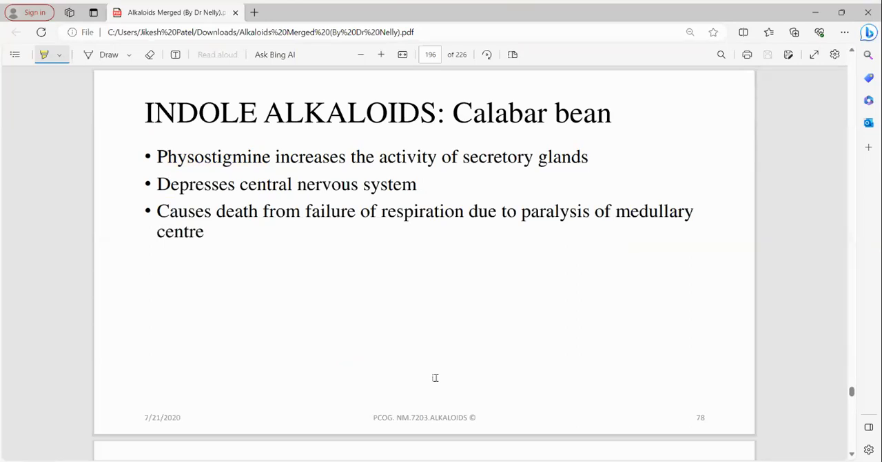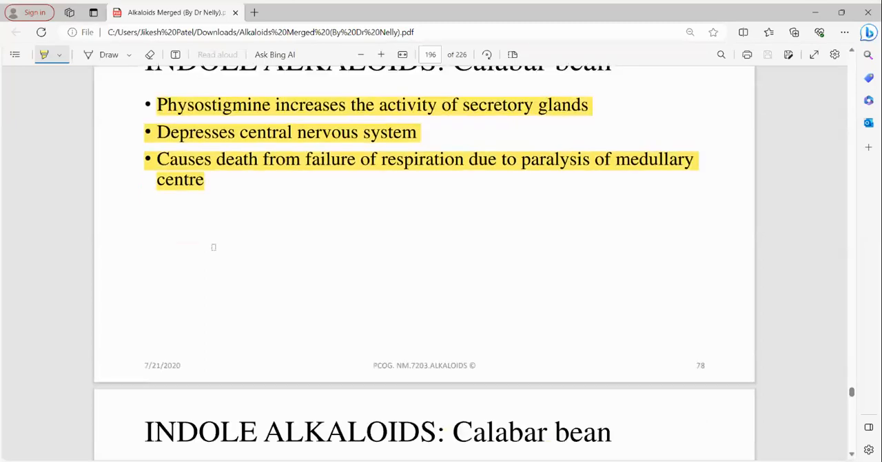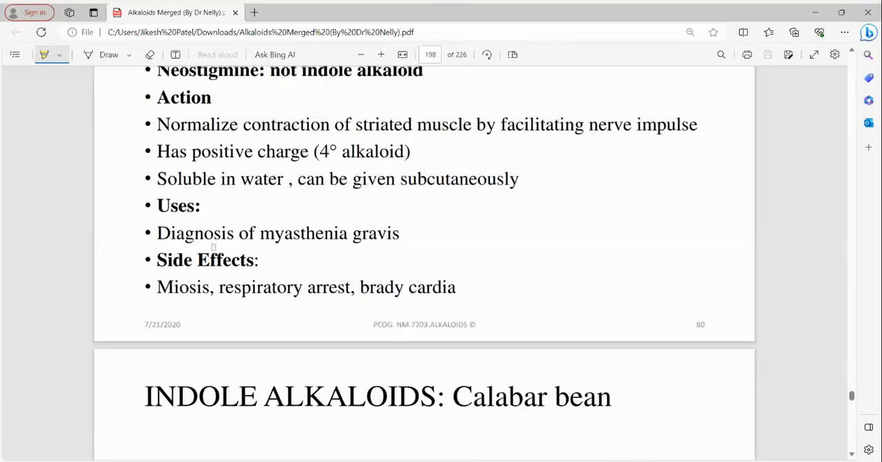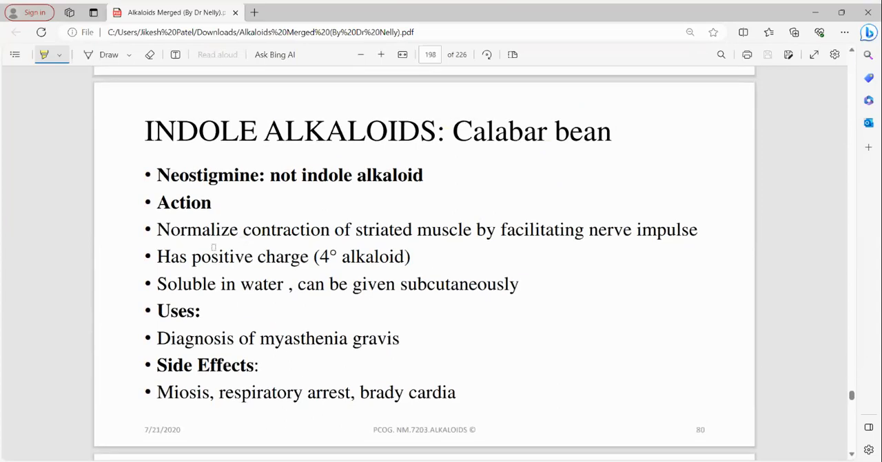We know acetylcholine leads to more secretion. It will depress the CNS because it's parasympathetic, rest and digest, so it will cause rest. But it can also cause death from failure of respiration due to paralysis of the medullary center. Of course, too much of anything is poisonous.